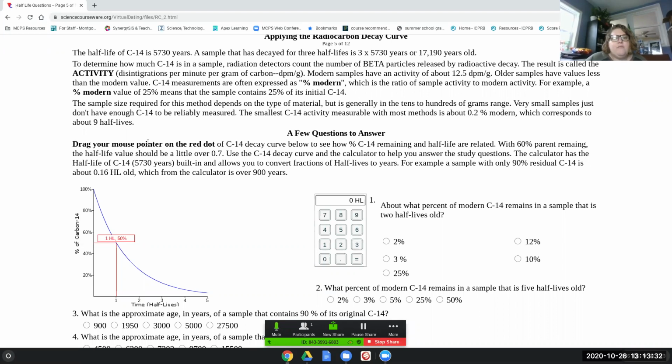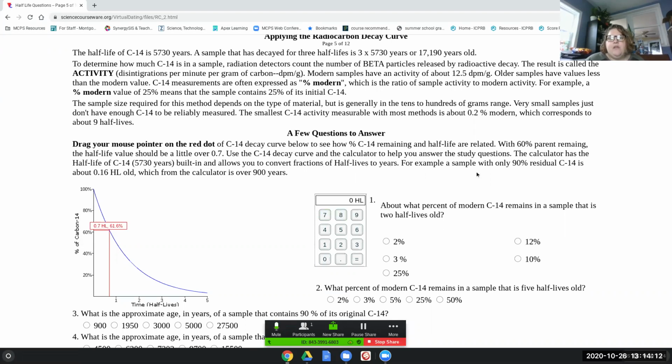Okay. Drag your mouse pointer on the red dot here to see how carbon-14 remaining and half-life are related. With 60% parent remaining, move this so it's close to 60%, or 61.6%, it's a little over 0.7 half-lives. Use the carbon-14 decay curve and the calculator to help you answer the study questions. The calculator has the half-life of C14 built in and allows you to convert fractions of half-lives to years.